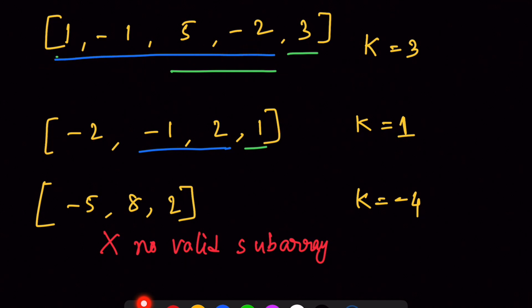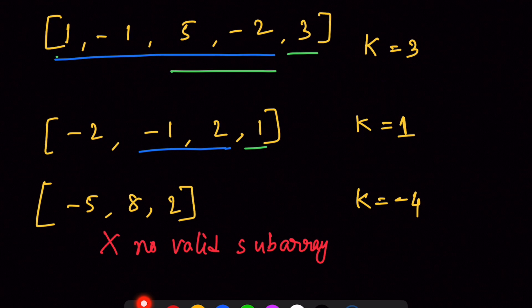Consider this one, k is 1. We have this one subarray with sum k and also this subarray with sum k equal to 1. So this is the maximum size subarray here. If we see this array, minus 5, 8, 2, but k is minus 4, there is no valid subarray with sum minus 4. We can just return 0, that is, the subarray with length 0.